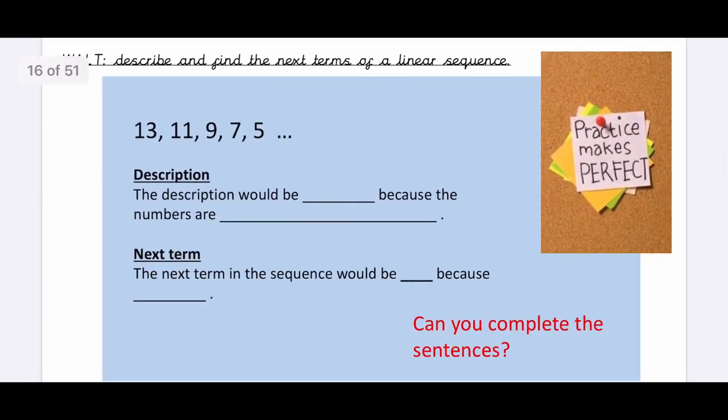Okay, the next sequence is 13, 11, 9, 7, 5. So have a think about that number sequence. First of all, think about whether it's increasing or decreasing. Okay, so think about whether that would be an add or a subtract to describe it. Now think about what it's going either up or down in each time. So think about the jump between each pair of numbers. Then use this information to work out the next term, so the next number, in this sequence.